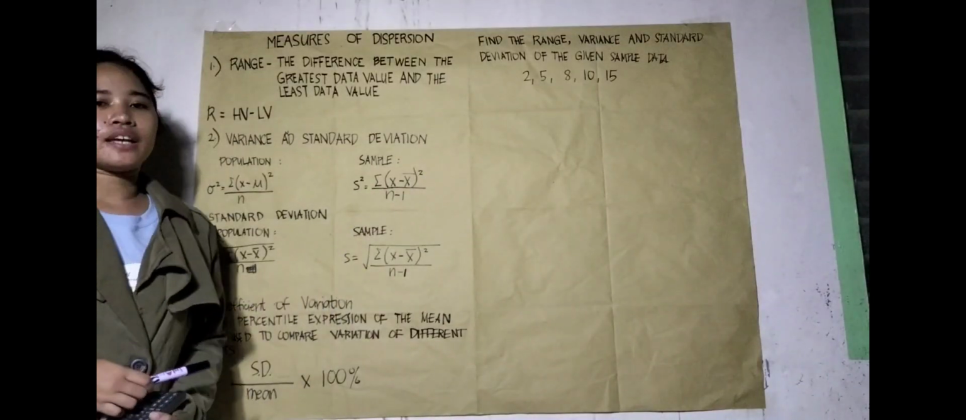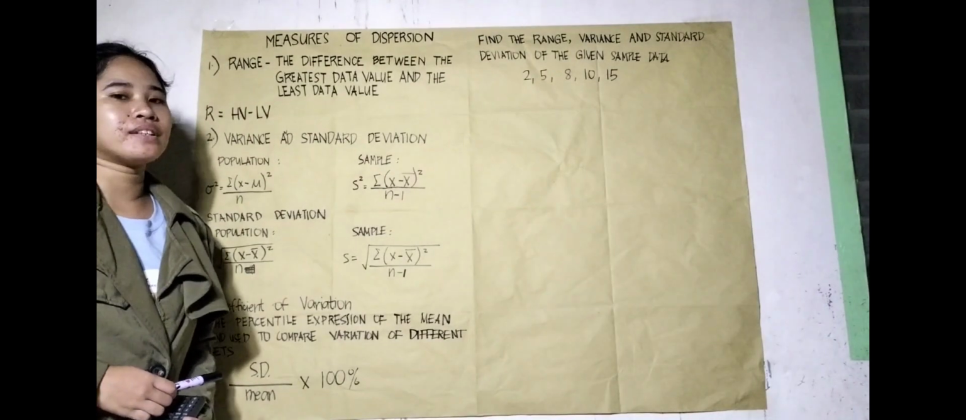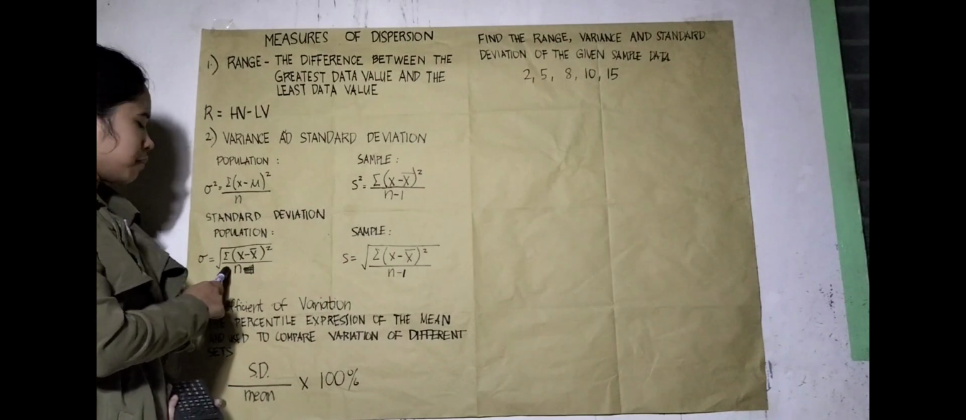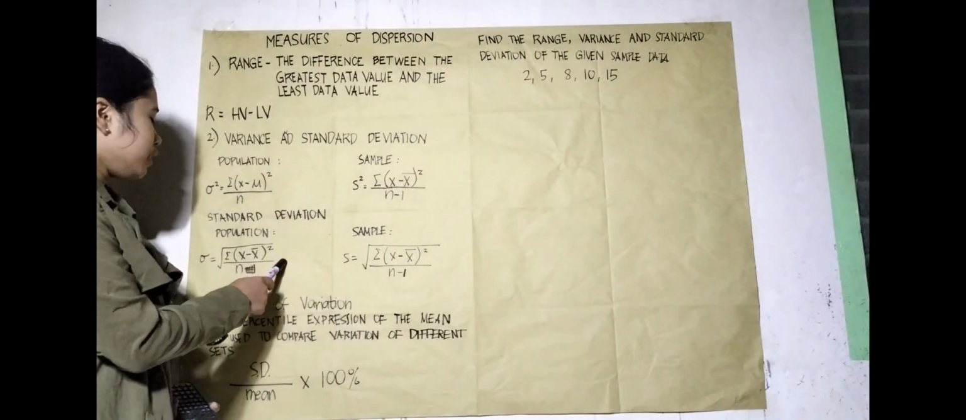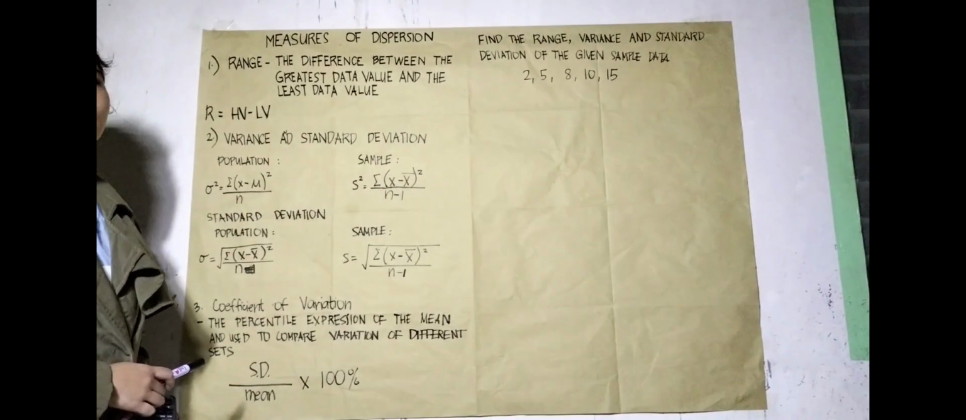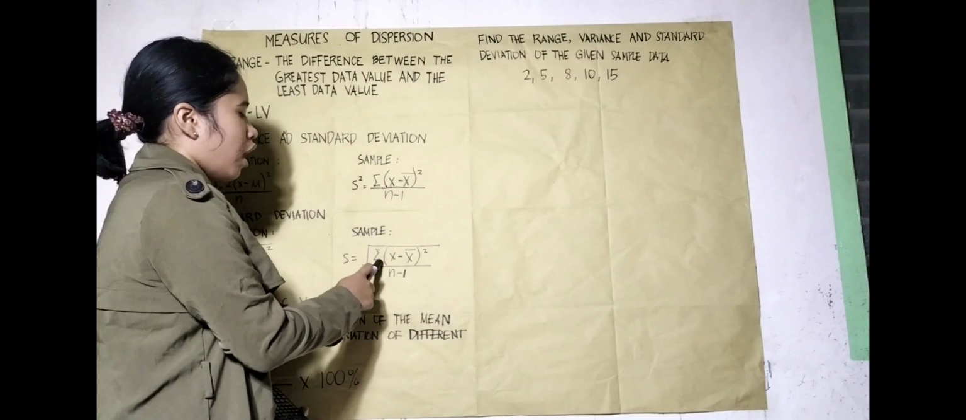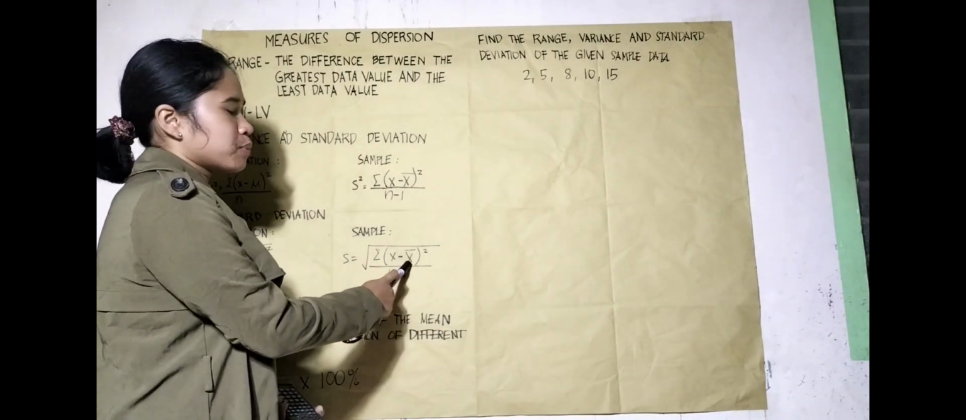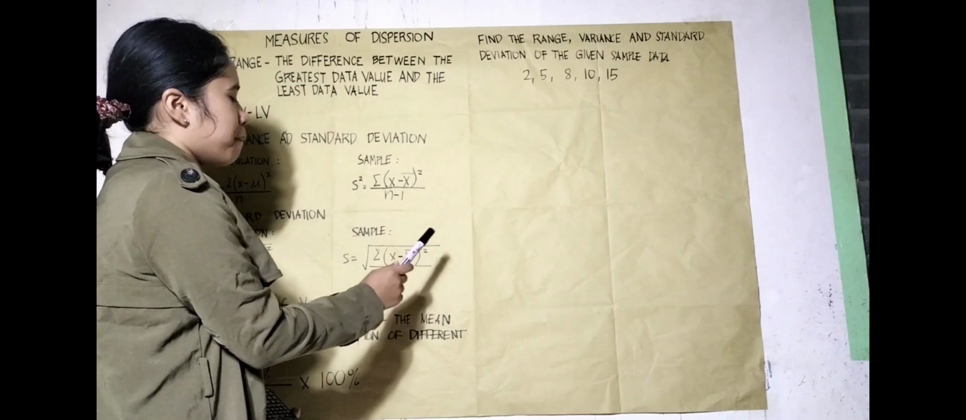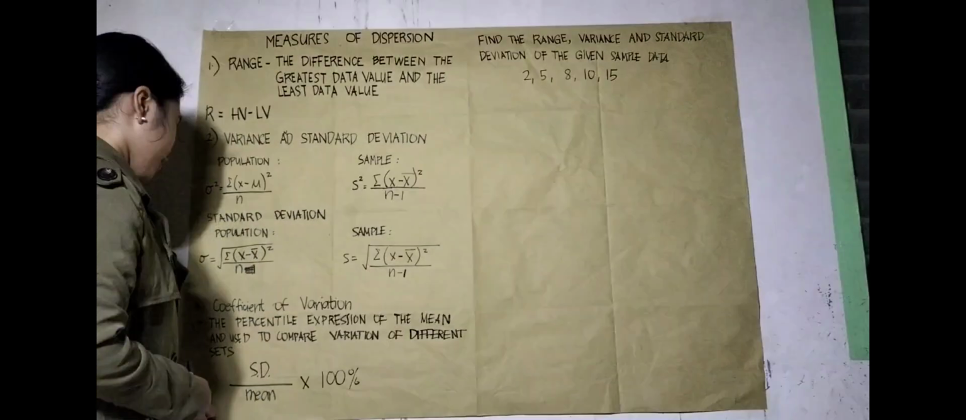So, here's the standard deviation. The formula in finding the standard deviation is, in the population standard deviation, sigma is equal to the square root of the summation of x minus mu squared over n, while for the sample standard deviation, we have s is equal to the square root of the summation of x minus x bar raised to 2 over n minus 1.